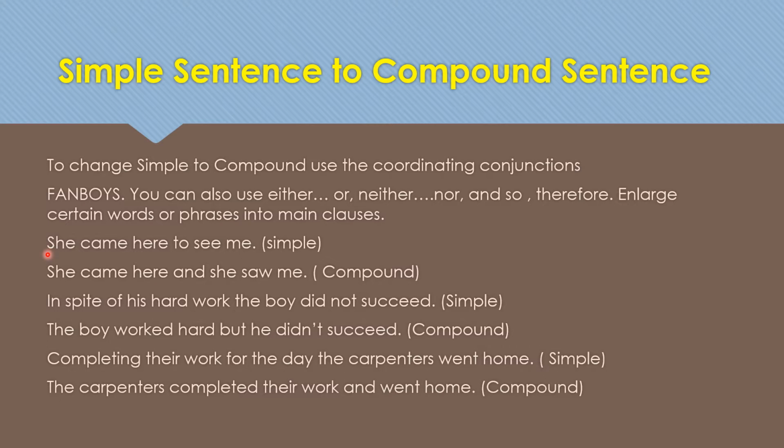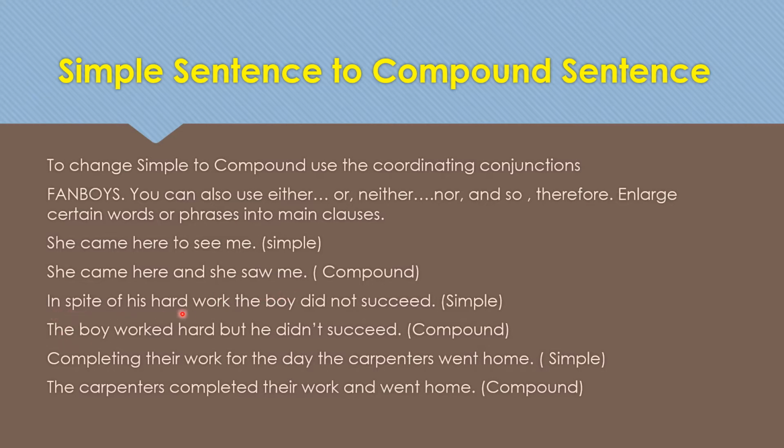The first sentence: she came here to see me. This is a simple sentence. There is a subject here, she, and came, one verb. So it is a simple sentence. We have to make it into a compound sentence. We are using the coordinating conjunction and. She came here and she saw me. So to see me, you have enlarged it as she saw me.